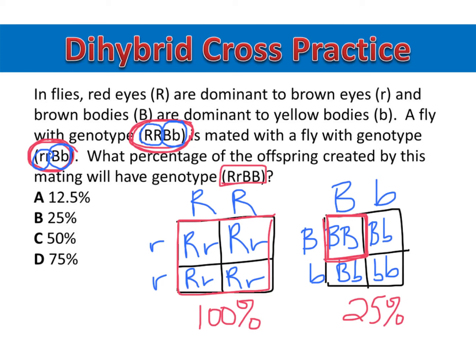So whenever I have two percentages from my Punnett squares in a dihybrid cross, I always multiply them together. So you would actually put in 1 times 0.25, which is 0.25. Anytime you multiply by 100%, it's like you're multiplying times 1. So my answer is just 25% chance. So there is a 25% chance that the offspring will have genotype big R, big B, big B.